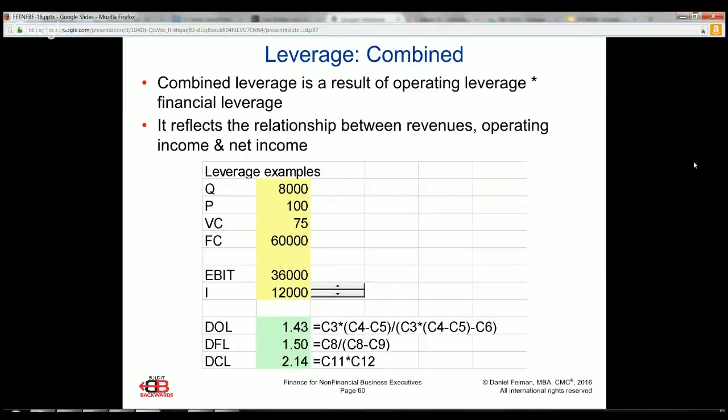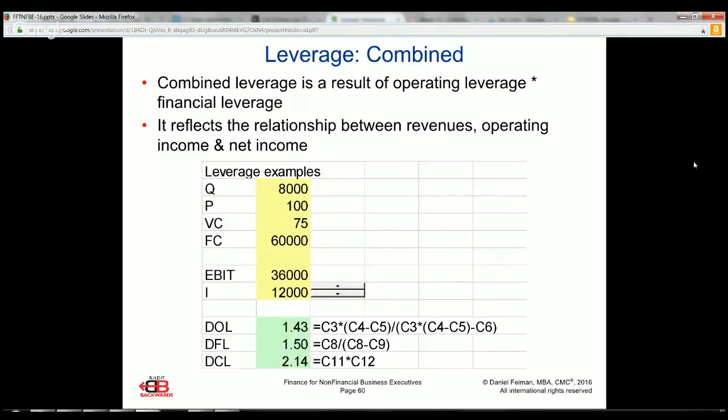So in the spreadsheet you see in front of you now, we've got quantity of 8,000 units, sales price of 100, variable cost per unit of 75. So of course our contribution margin is price of 100 minus variable cost of 75. Contribution margin is 25. Our fixed costs here are 60,000. Our operating profit, our EBIT, is 36,000. And the cost of debt is 12,000.